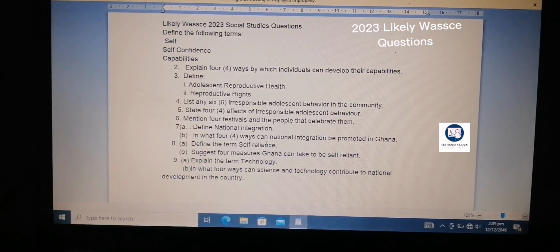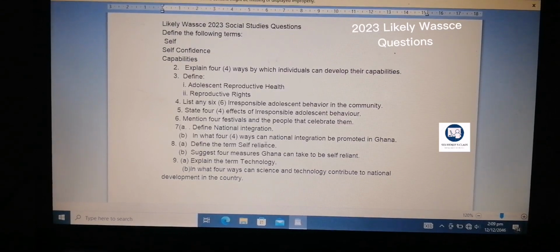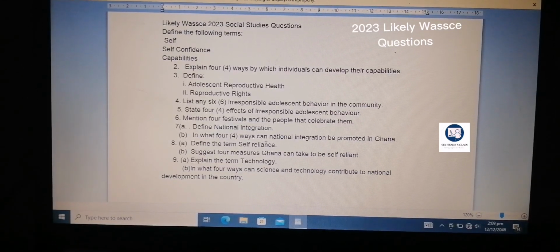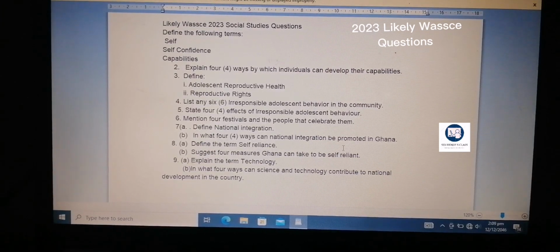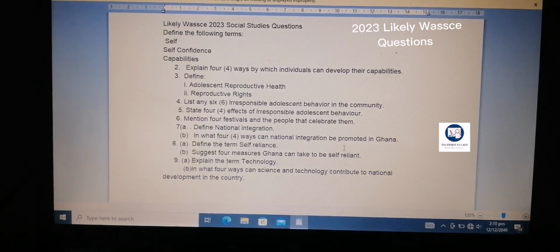Self-reliance also implies a country depending heavily on what they have and not depending on other countries. You can also add that to your definition. And the next one says we should suggest 4 measures Ghana can take to be self-reliant. What are some of the ways that we can employ to ensure that Ghana depends on its own resources for survival?